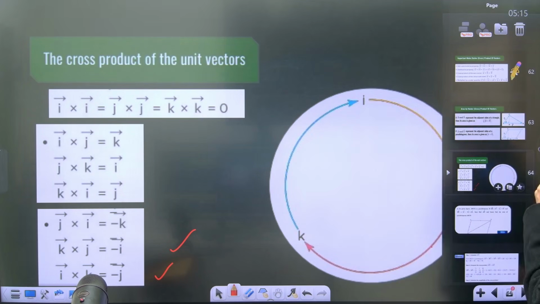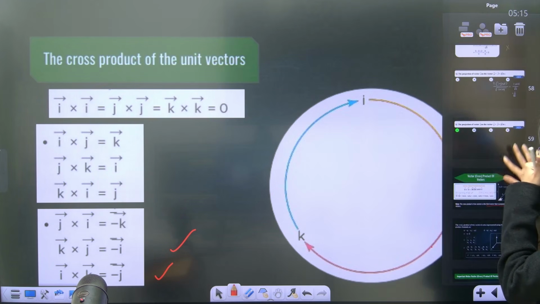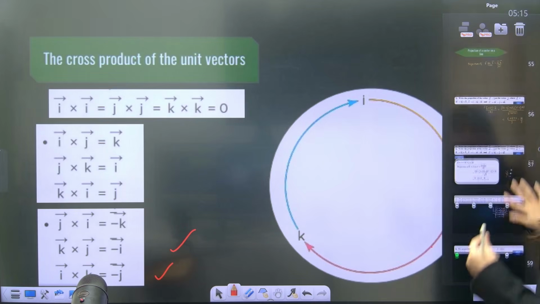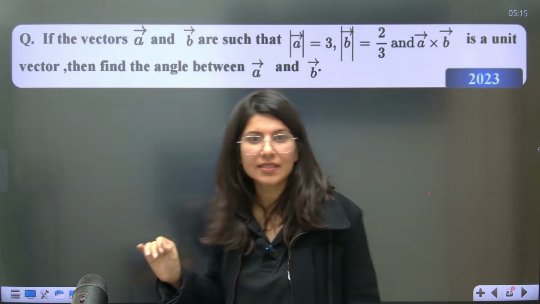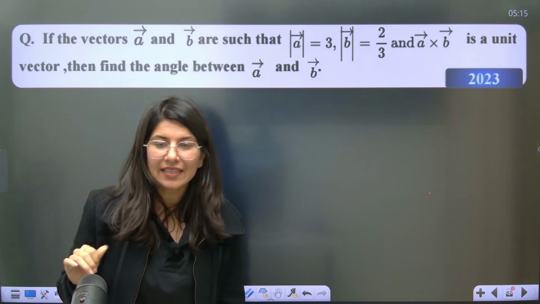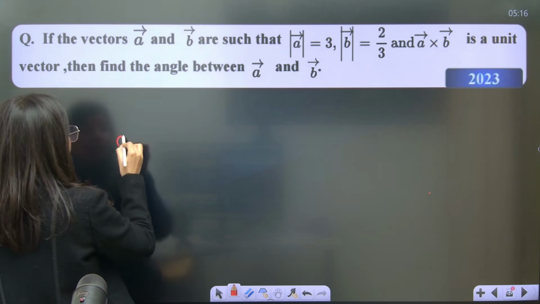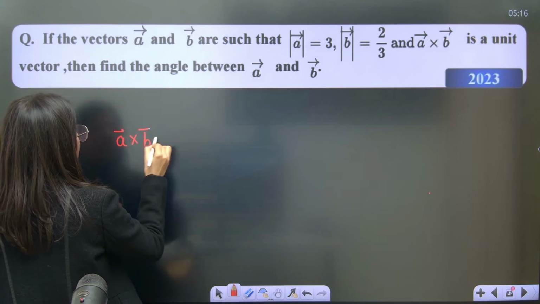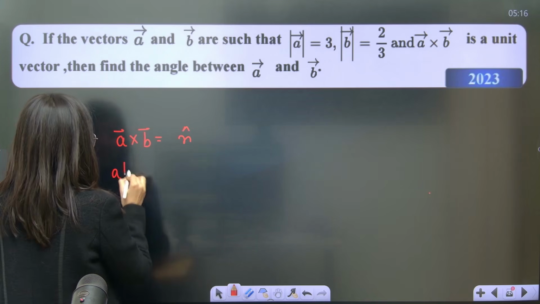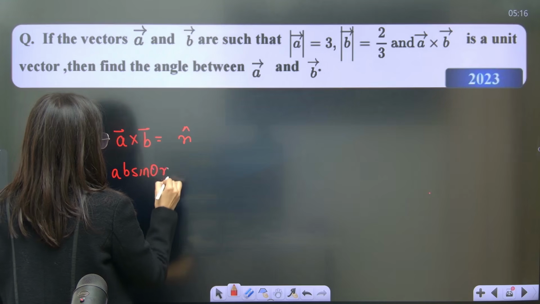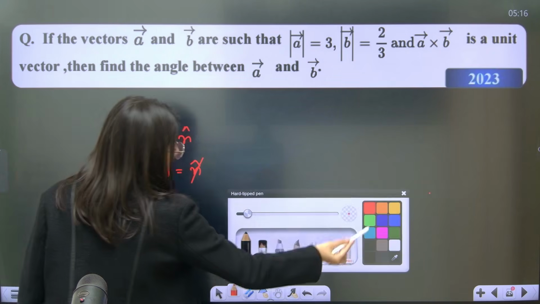Okay. So now we have a couple of questions which we had left. This question we are going to take right away. 2023 CBSE. If the vectors A and B are such that magnitude of A is 3, magnitude of B is 2 by 3, and A cross B is a unit vector. Understand, this is an important question. Now A cross B is AB sine theta n cap, equals n cap. N cap cancels. So that means AB sine theta.